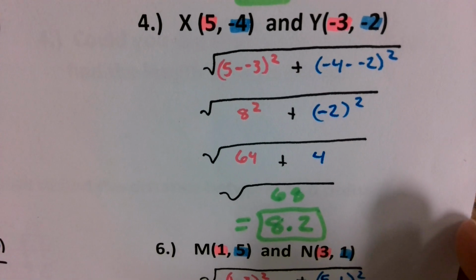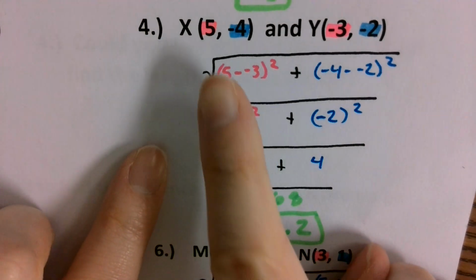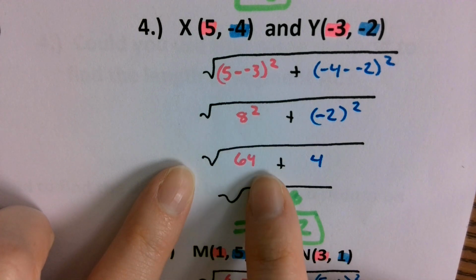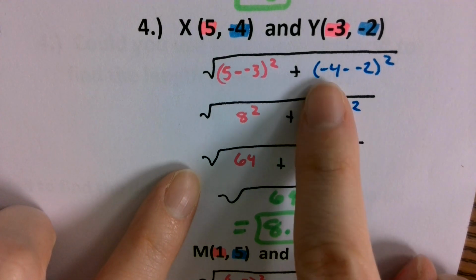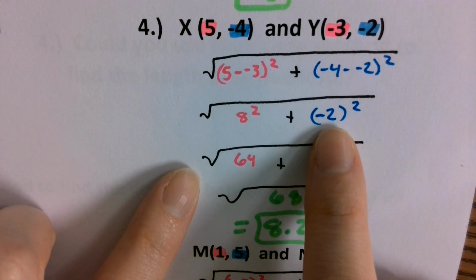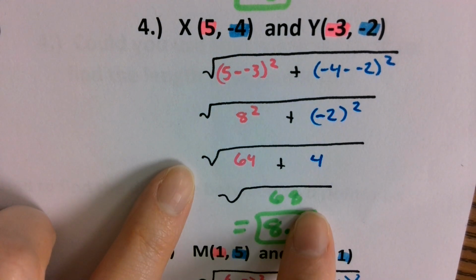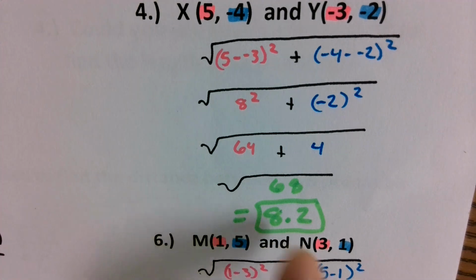Okay, for problem number 4, you should have gotten 8.2. If you do 5 minus negative 3, you get positive 8. Square it, you get 64. For the y's, you do negative 4 minus negative 2. That comes out to negative 2. Square that, you get positive 4. Add those together, you get 68. Take the square root, 8.2.